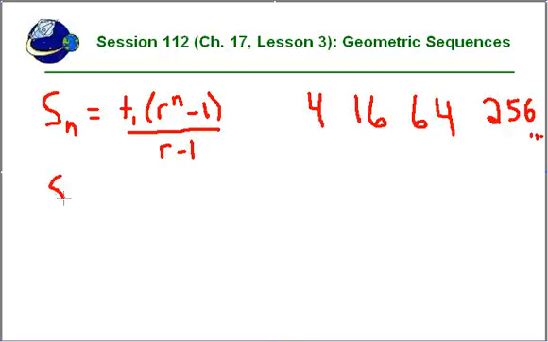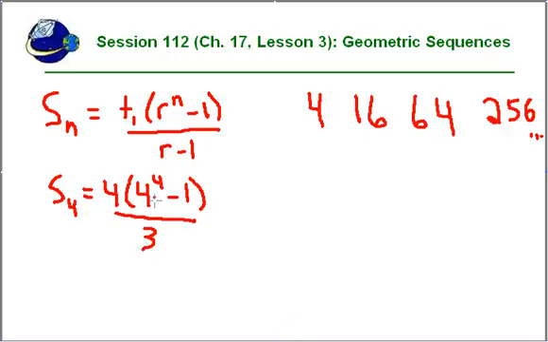The sum of the first 4 terms in this particular geometric sequence is going to equal T1, which is our first term, 4, times, what's our rate? What do we have to multiply each term by to get the next one? 4. And we are raising it to the nth power. Well, what's n equal? n equals 4. We're trying to find the sum of the first 4 terms. So that's going to be 4 to the 4th minus 1 over r minus 1. r is 4, minus 1 is 3.